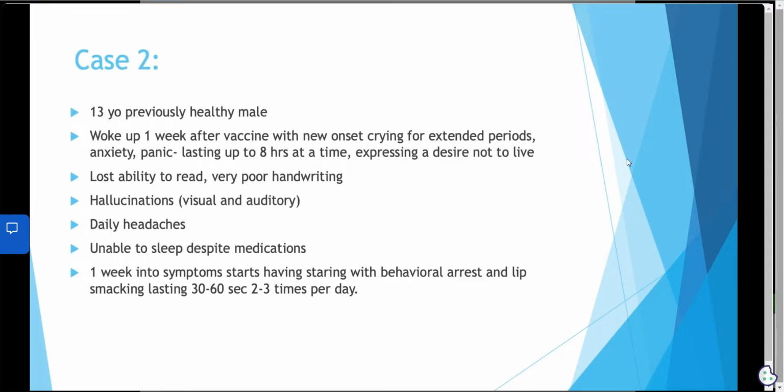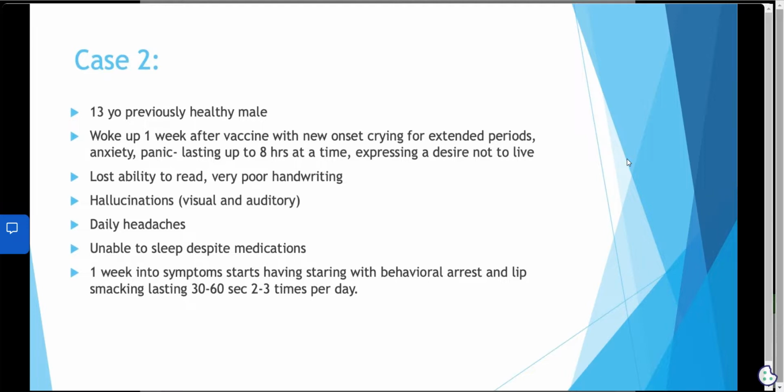Our next case is a 13-year-old previously healthy male who woke up about a week after having a vaccination with extended, hysterical crying periods, incredibly anxious, in a real state of panic, as mom would say. These episodes lasted up to 8 hours, and he expressed his desire not to want to live like this, just really distraught.